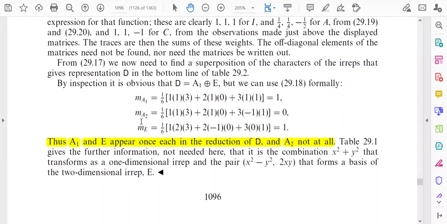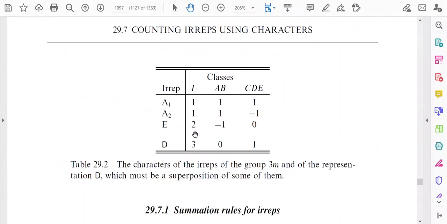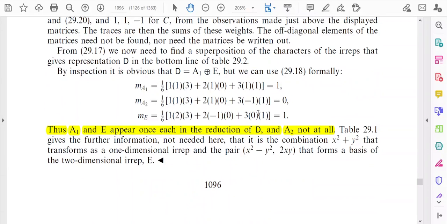If you consider A2, other things will be the same, just the product will be like this: 1 into 3, then 1 into 0, then minus 1 into 1. So you are obtaining 0, and similarly for E you are obtaining 1. Now what is the meaning of that particular result? A1 and E appear once each in the reduction of D. That is, the A1 representation and the E representation appear once when we have constructed the matrix D, but A2 does not appear in that particular matrix.